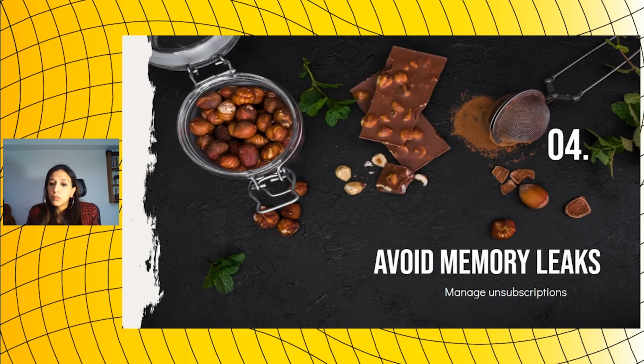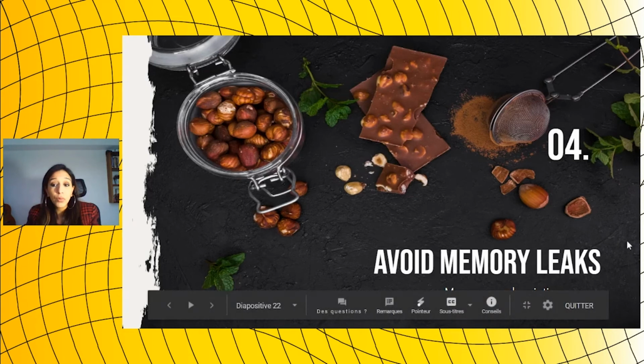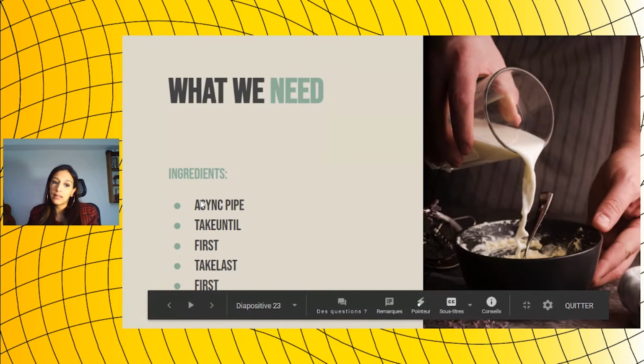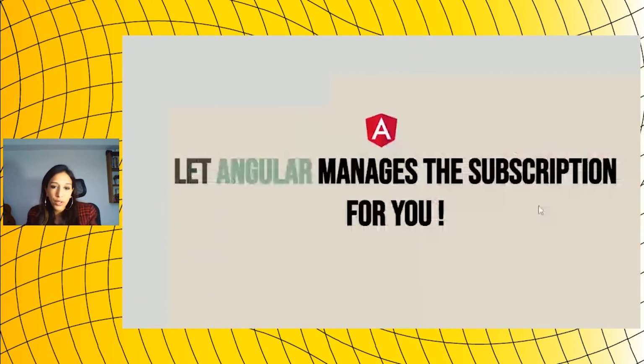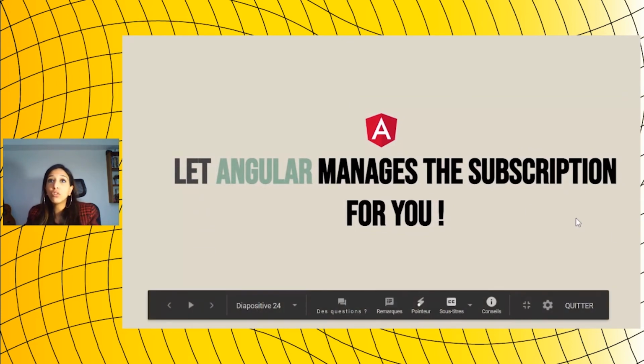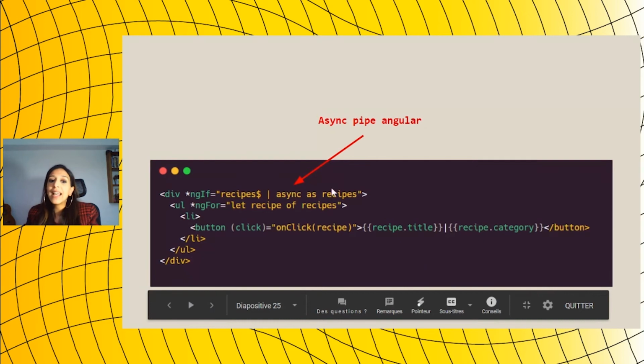So, how to avoid memory leaks? What we need is the async pipe, takeUntil, first, takeLast, and first. All those are RxJS operators, and this is an Angular pipe. And I think that you may all be familiar with the async pipe. So the first approach is to let Angular manage the subscription for you. Okay, don't manage the subscription yourself. And for this, you can use the async pipe.